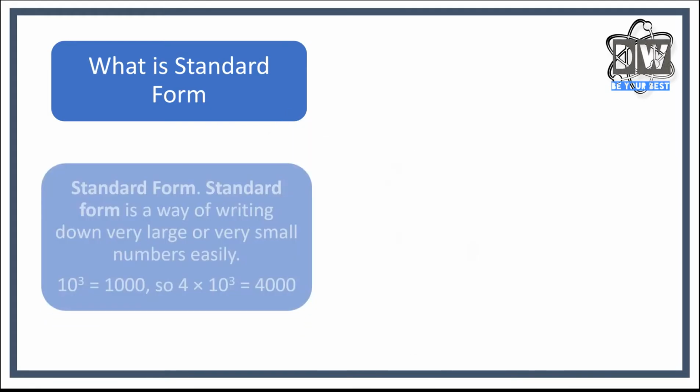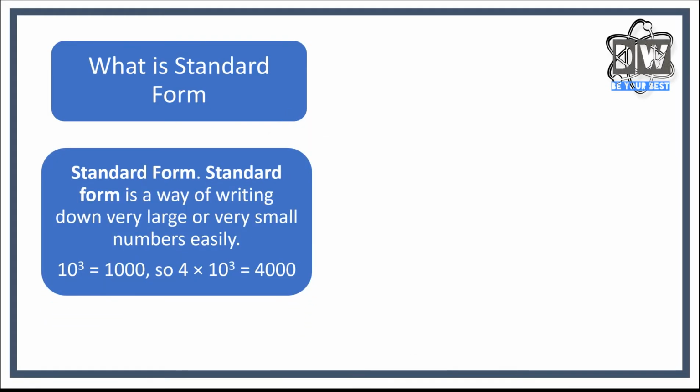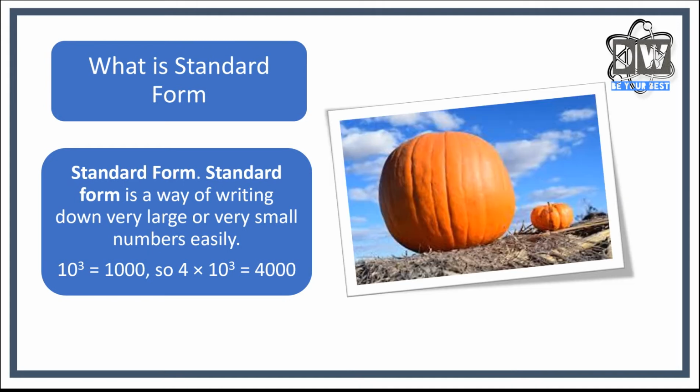So remember what standard form is. It's just a simple way of writing down very large or very small numbers easily. Remember that 10 to the power of 3 is actually 1,000. So 4 times 10 to the power of 3 is 4,000. That makes perfect sense, I hope, doesn't it? So it's about taking something very big and making it more small or manageable, or taking something very, very small and making it larger.